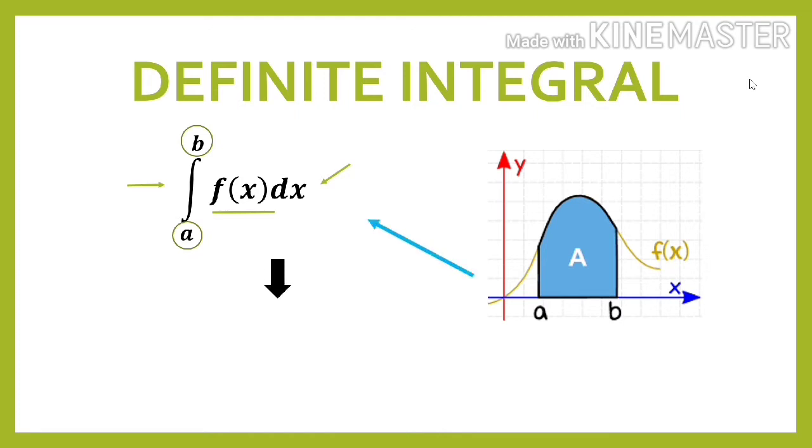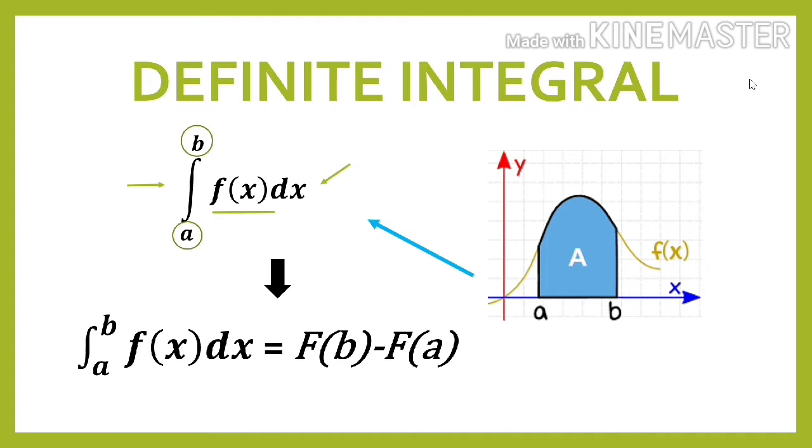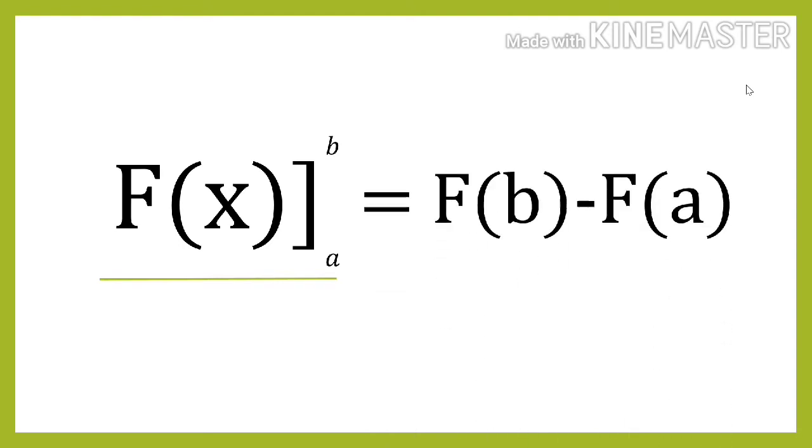Basically, the definite integral of f from a to b with respect to x is equal to F of b minus F of a, where capital letter F is the antiderivative of lowercase f. If you encounter some equation like this, it is also the same as F of b minus F of a.